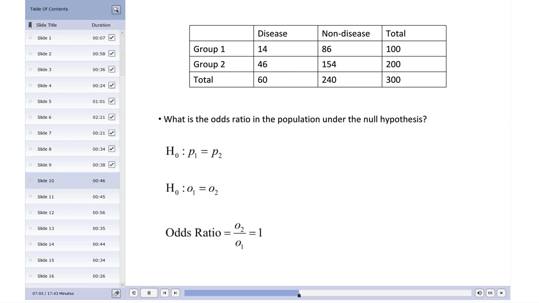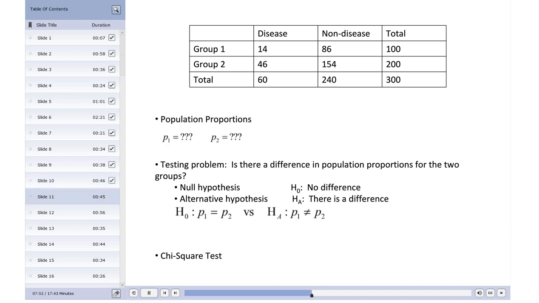This question asks us, what is the odds ratio in the population under the null hypothesis? This is pretty similar to a question we just answered about the relative risk in the population under the null hypothesis. Again, we just think back to what the null hypothesis says. It says that the population proportions for the two groups are the same, that P1 is equal to P2. But if the population proportions are the same, then the odds are actually going to be the same also. In other words, O1 is equal to O2. But if you think about what the odds ratio is, it's just equal to O2 divided by O1. And if O1 is equal to O2, then once again, we're just going to get 1 when we do that division. And so the null hypothesis is equivalent to the relative risk being equal to 1, and it's also equivalent to the odds ratio being equal to 1.